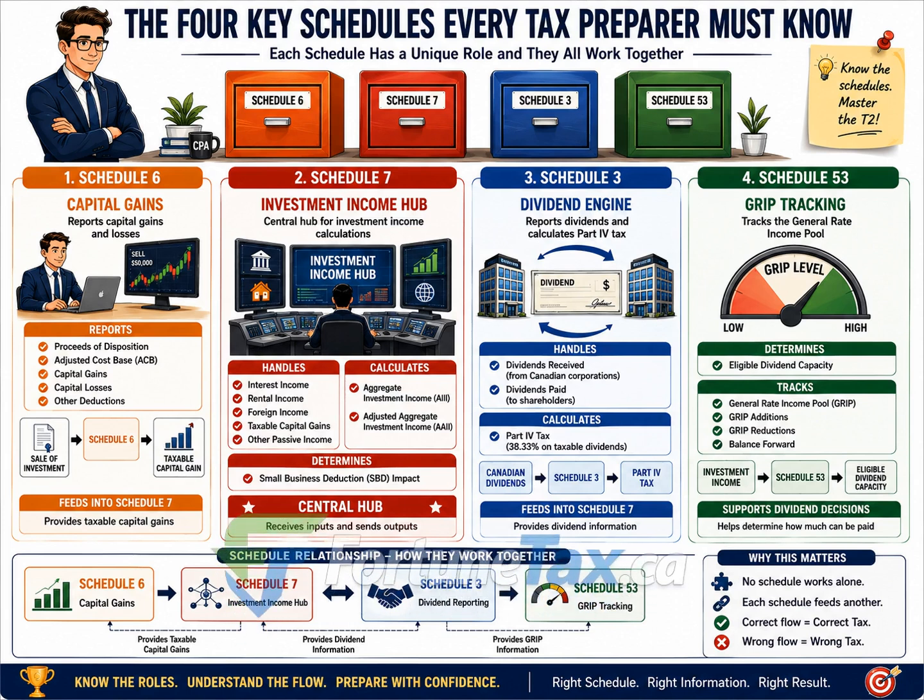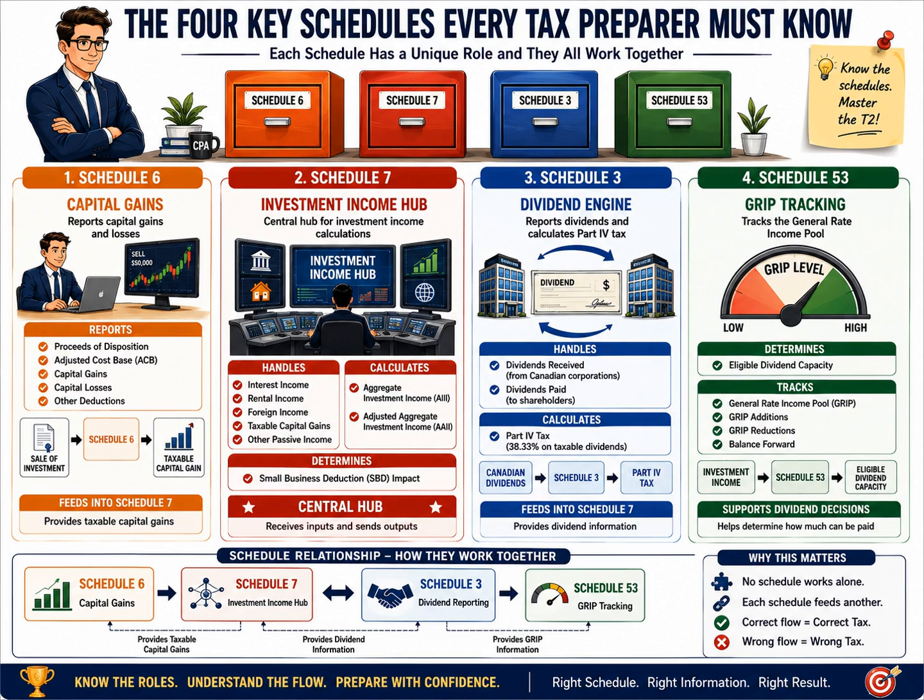Schedule 3 is also responsible for calculating Part 4 tax, which is the refundable tax associated with many inter-corporate dividends. After the calculations are completed, the relevant information flows into Schedule 7 and ultimately into the T2 return. Finally, we arrive at Schedule 53. Schedule 53 tracks the general rate income pool, commonly known as GRIP.